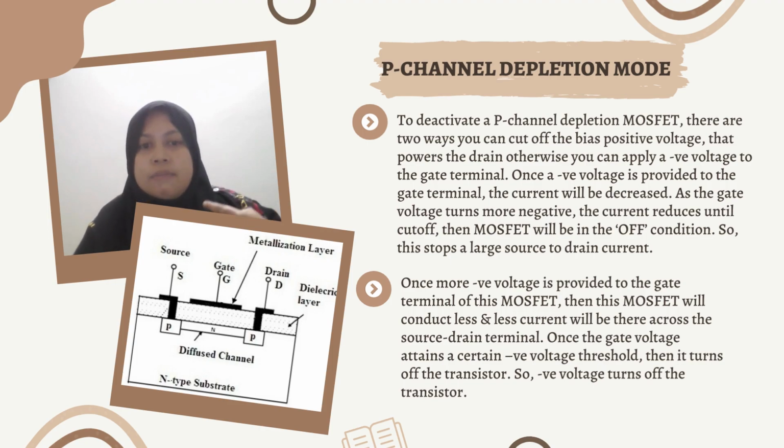Once more negative voltage is provided to the gate terminal of this MOSFET, it will conduct less, and less current will flow across the source-drain terminal. Once the gate voltage attains a certain negative voltage threshold, it turns off the transistor. So negative voltage turns off the transistor.